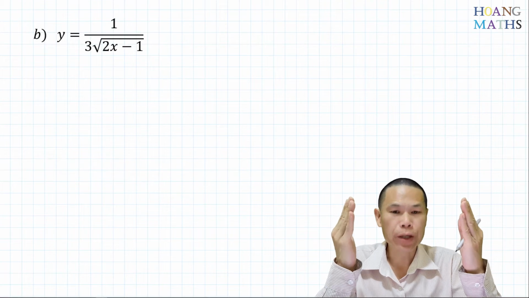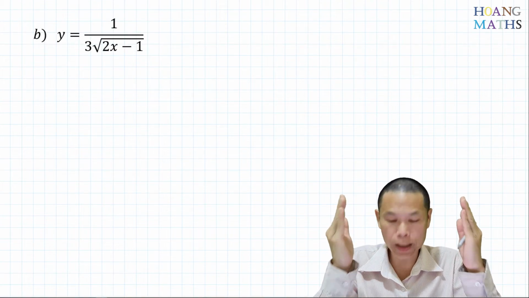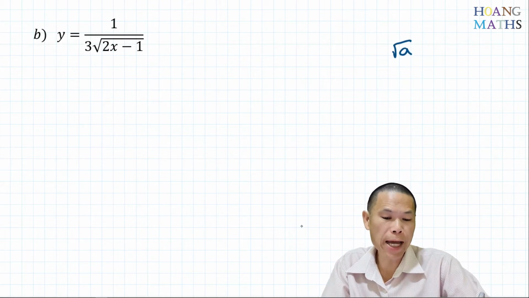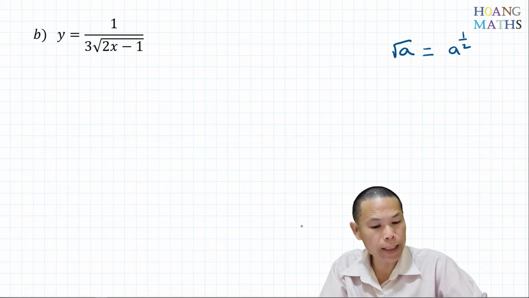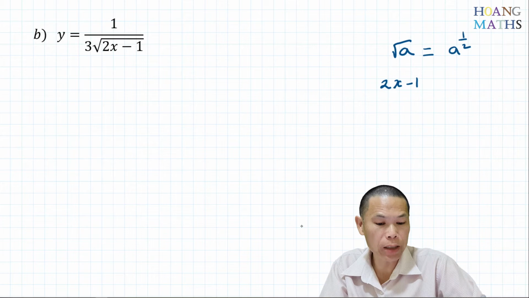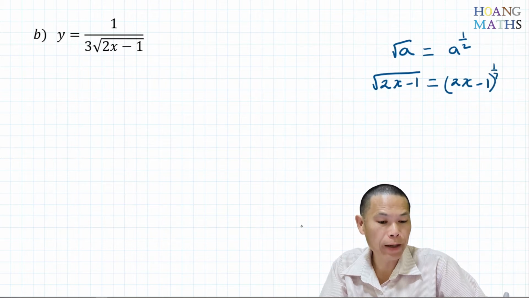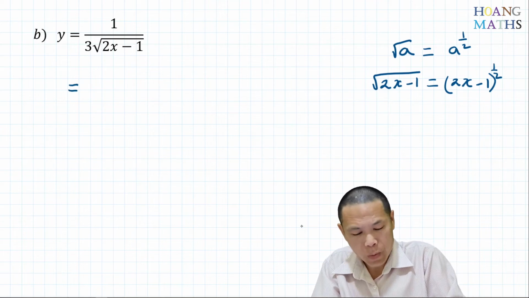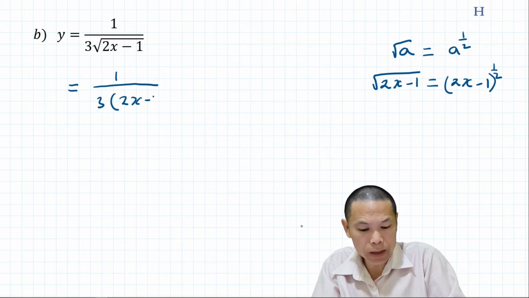Now part B. To do this, the third form, we need to write in index form first. Remember, square root of a becomes a to the power of a half. So this means that square root of 2x minus 1 gives me 2x minus 1 to the power of a half. That is the first thing we need to do. So that will give me 1 over 3 times 2x minus 1 to the power of a half.